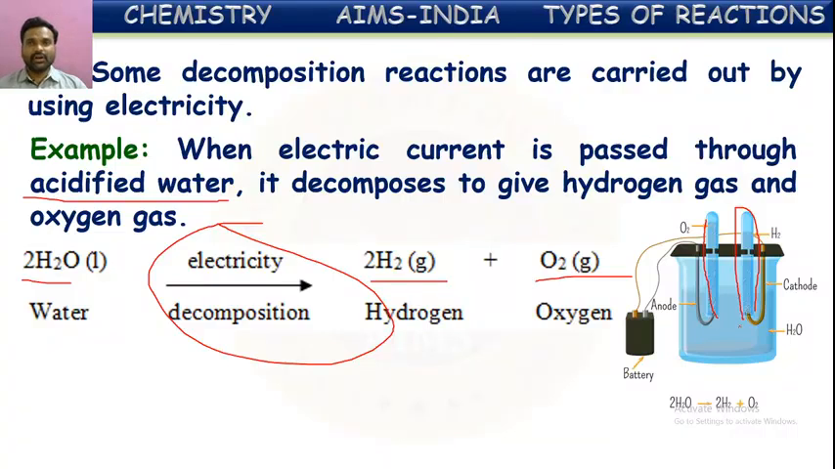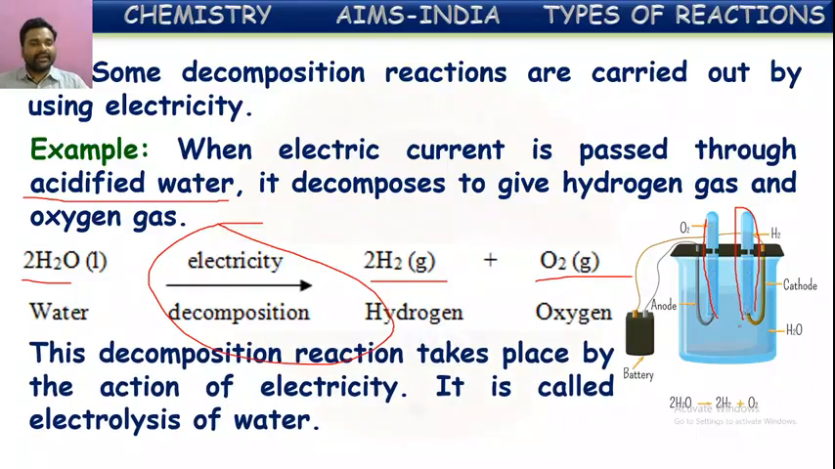So what is happening here? Water is splitting up into two simpler substances. That is called decomposition. And here water is decomposed in the presence of electricity, and hence this is also called electrolysis of water. Electro means electricity. Lysis means splitting into simpler substances. Electrolysis means splitting of a substance into simpler substances in the presence of electricity. Water is splitting into simpler hydrogen and oxygen in the presence of electricity. Hence it is called electrolysis of water.